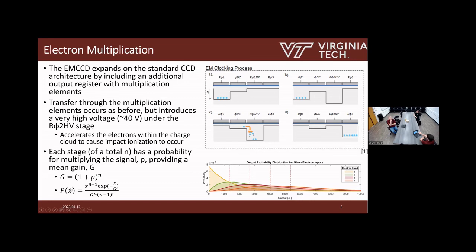Now, I'll return to this last equation here later. This equation is actually describing the output probability distribution function for a given number of stages in a given mean gain, or the number of input electrons X to the output register. We're going to apply that later for our camera characterization methods and see how we do that.